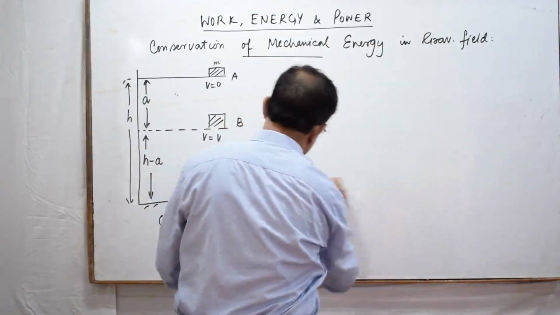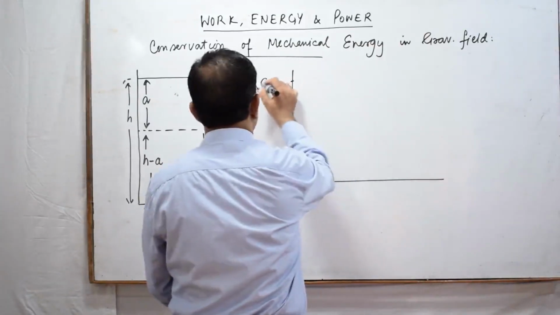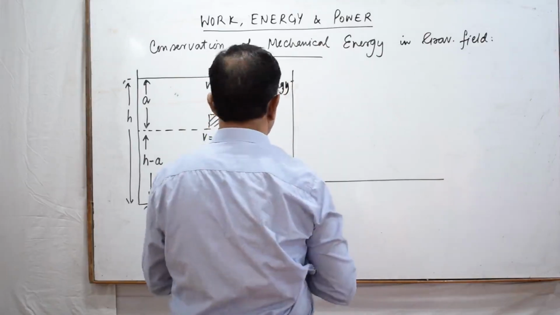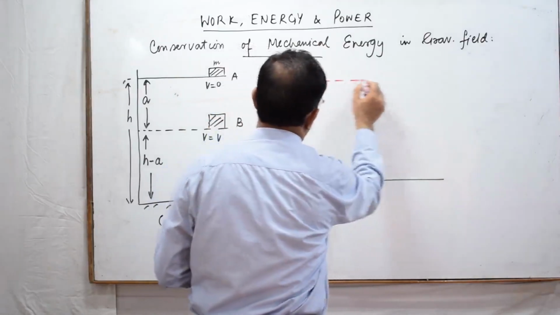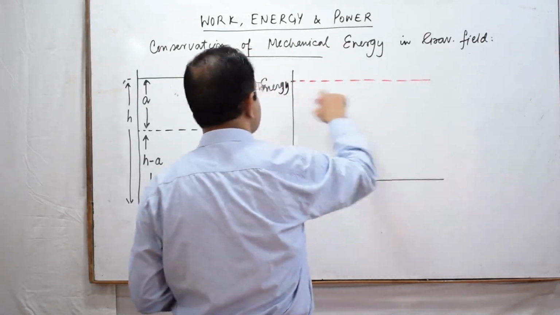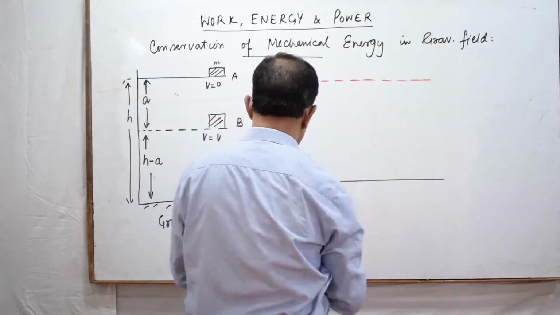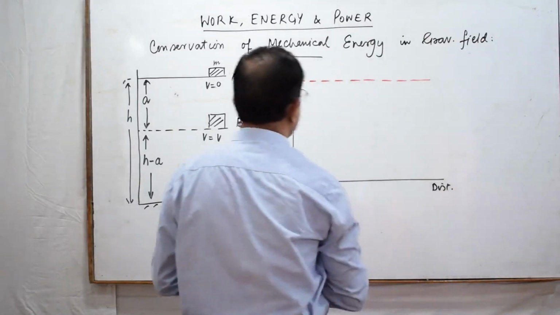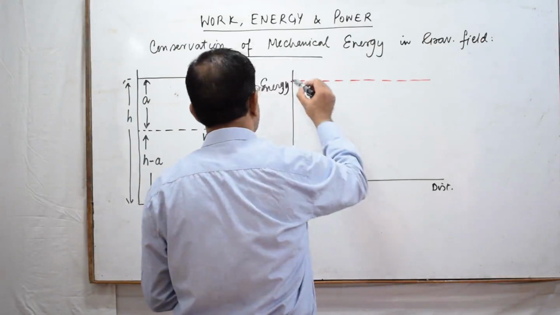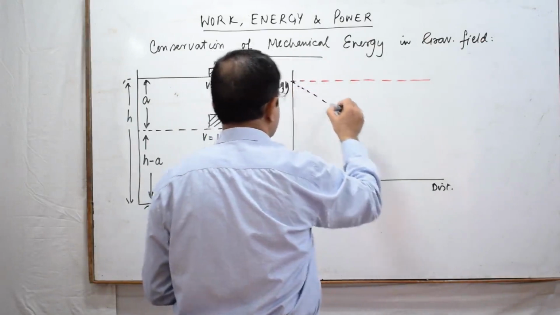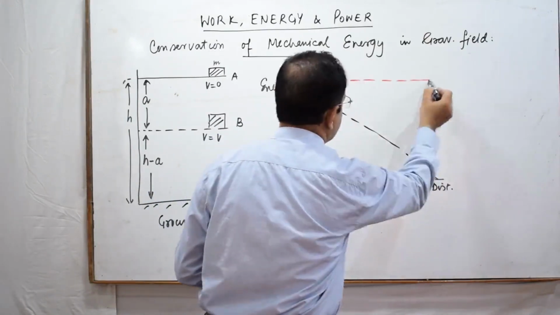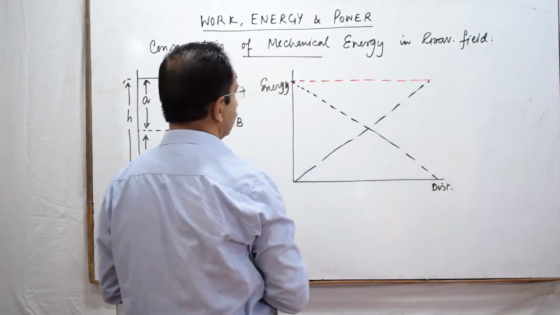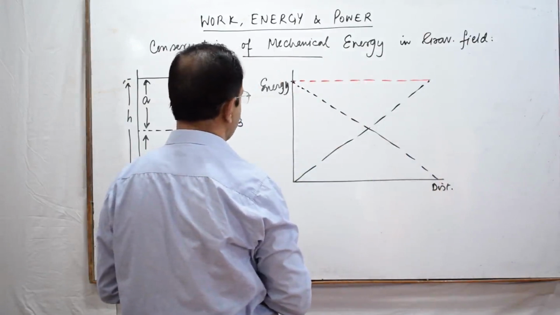So imagine that this is the energy on the vertical axis. Here I see I have a straight line. This indicates that something is remaining constant over the distance. So I am talking about the distance. And then there is the potential energy and the kinetic energy. So these two curves will be denoting kinetic energy and the potential energy.